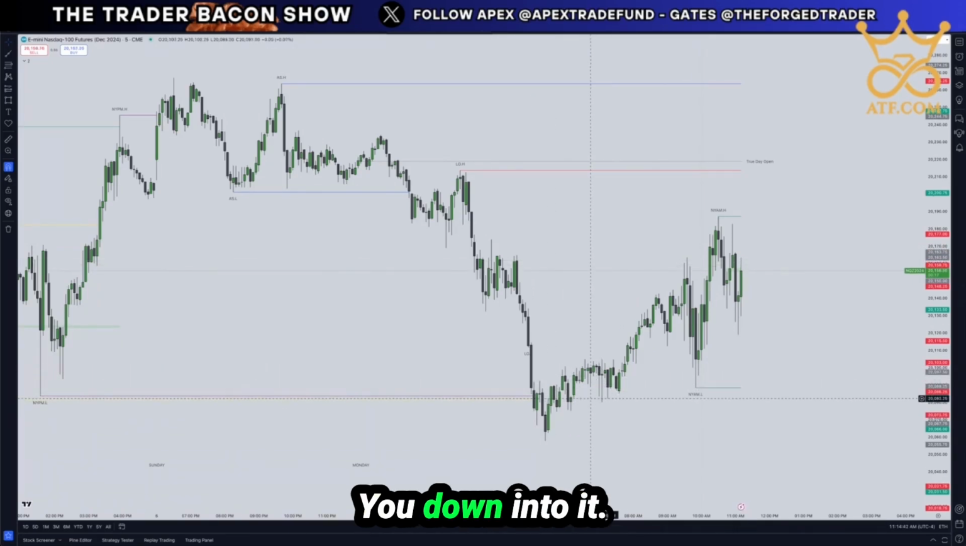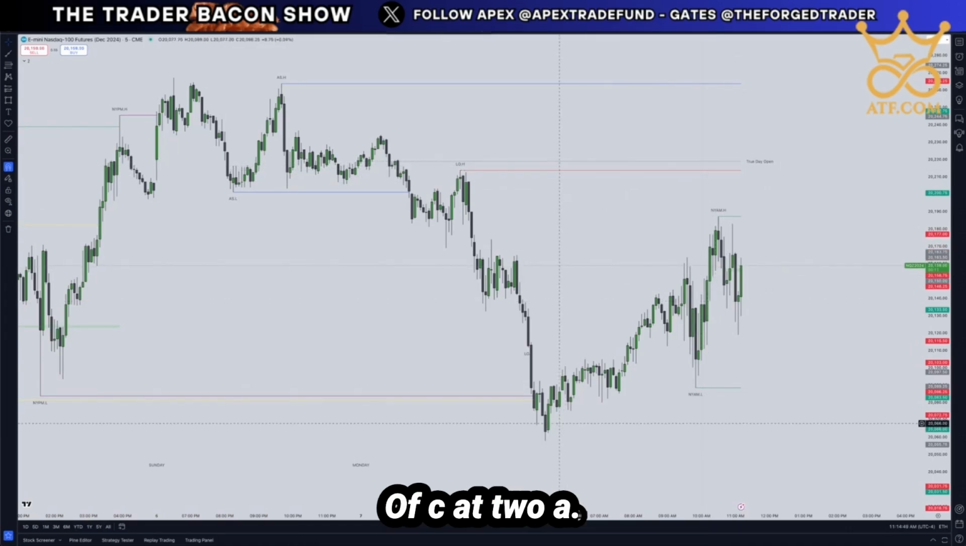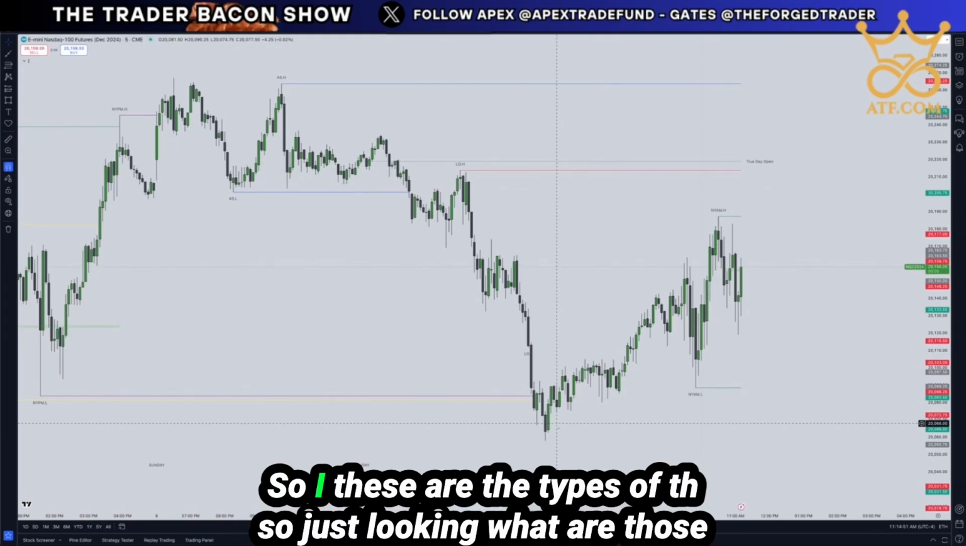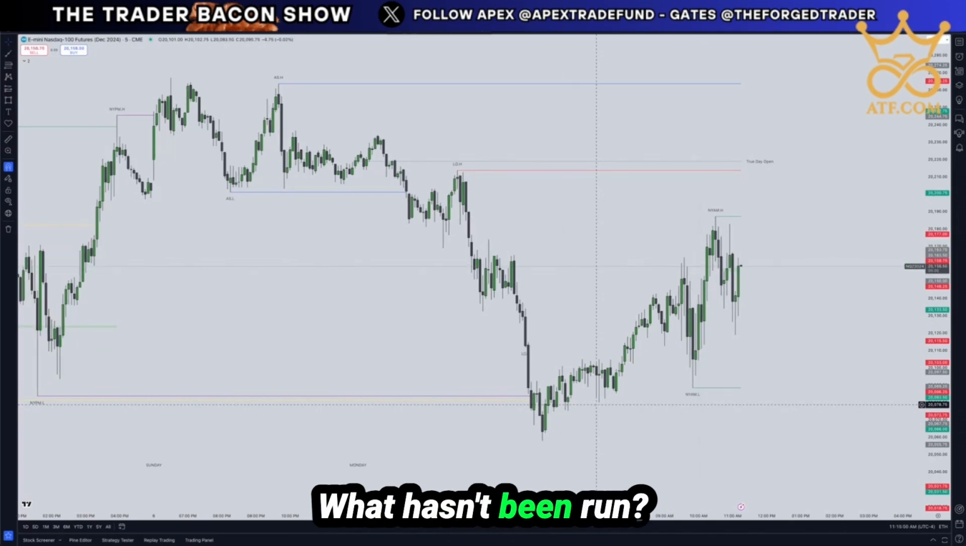You can see we traded down into it, and then now we're heading back up, and I would have been targeting the London high. Of course, this happened at 2 a.m. my time, so I didn't take it, but these are the types of things that I'm seeing. So just looking, what are those 3 previous sessions? What's been run? What hasn't been run?